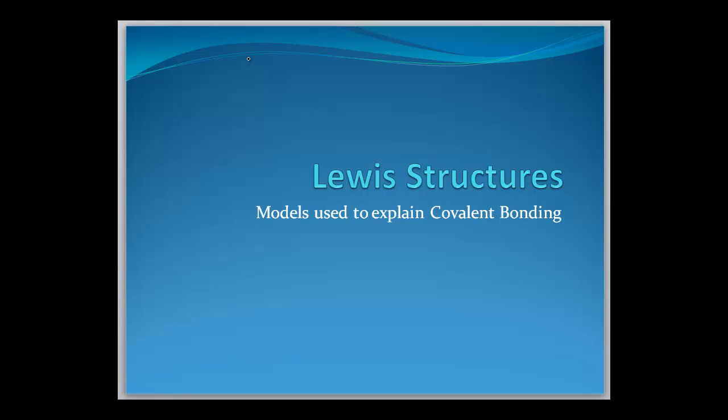Okay, as we work our way through this unit, we've talked about a number of things with regards to bonding. We've talked about ionic bonding, and now we're going to talk about covalent bonding. But to talk about covalent bonding, you have to talk about what we call Lewis structures. Now, we've already drawn Lewis structures a little bit, but what we want to do is go into them with a little bit more detail.